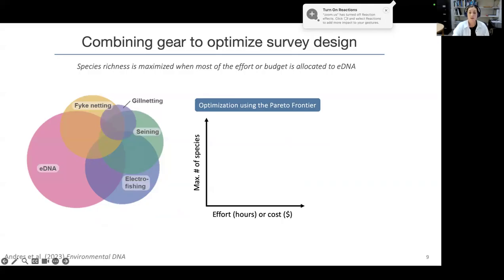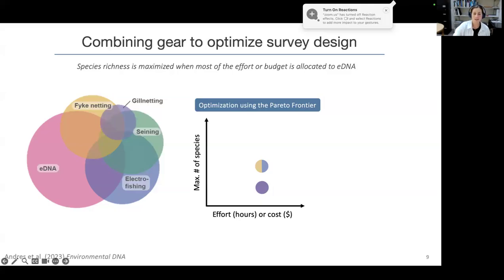Perhaps at a moderate amount of effort, we allocate all of our effort to gillnetting. Because gillnetting is not a very efficient approach for sampling this system, the maximum number of species we could detect with that allocation of effort is quite low. However, say we allocate about half of our effort to fyke netting and half to electrofishing. In that instance, because those gears are a little more efficient at sampling fish diversity in the system, the maximum number of species would be a little higher.